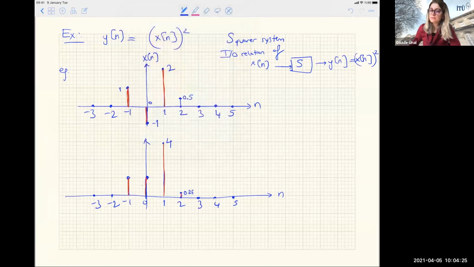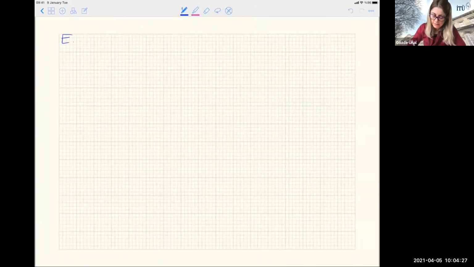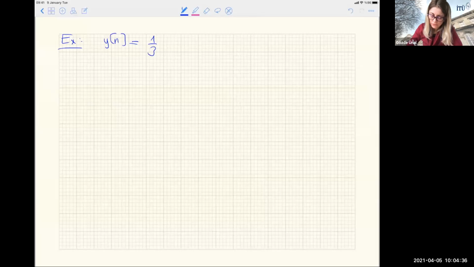I can have another system, for instance, another averager. Actually, now I'm going to ask you what is the difference from the previous one. 1 over 3. So I'm giving again the IO relation of the system. Another 3-point averager, actually. Averager 1 over 3. Okay, let's not make it in this way. x of n minus 1 plus x of n plus x of n plus 1.